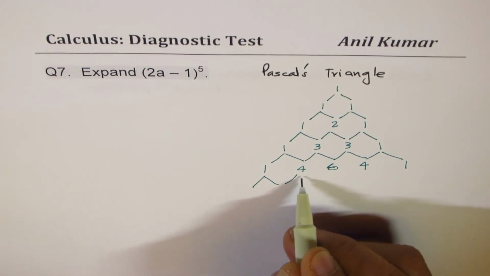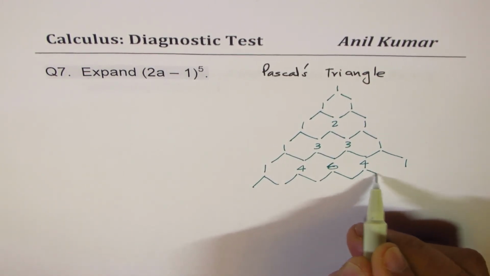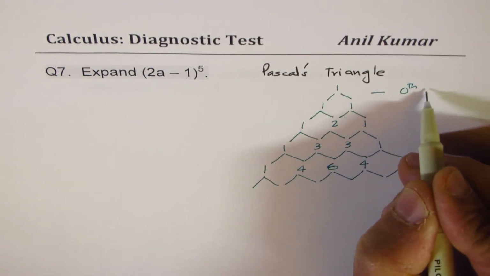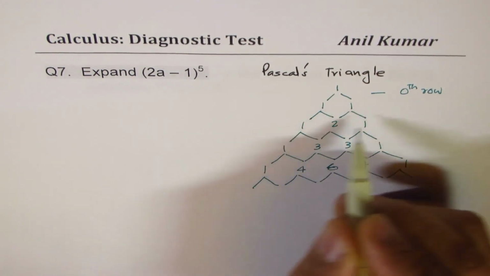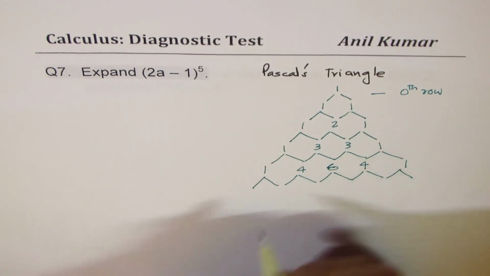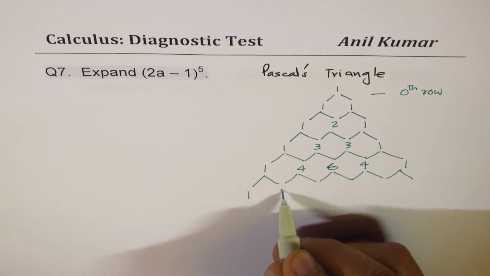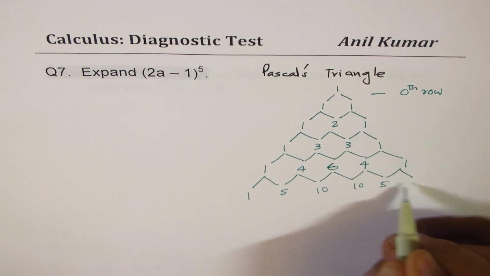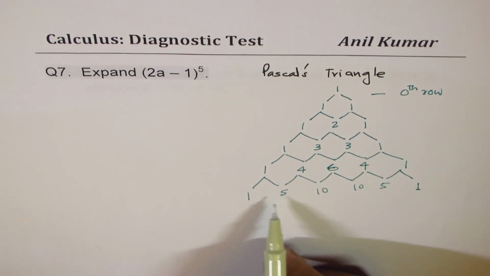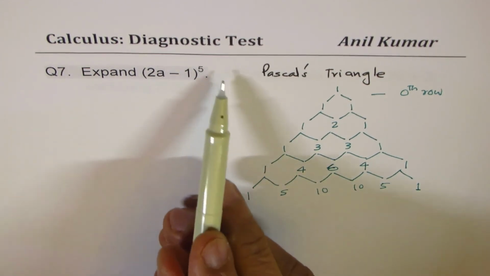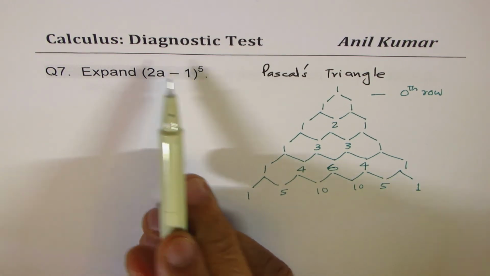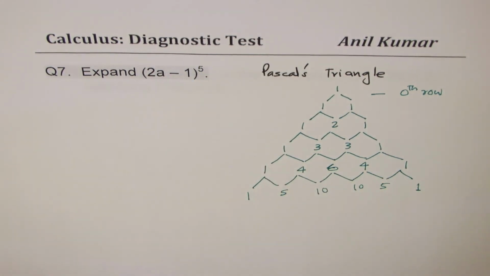Then again we move on. Since we are interested in the power of 5, we have to do 5 rows. This is the 0th row. Is it okay? Then we have 1st, 2nd, 3rd, 4th, and now we are on the 5th row. So we get 4 plus 1 is 5, 4 plus 6 is 10, 10, 4 plus 1 is 5, and 1. So these are the coefficients when you expand this. And remember, whenever you expand a binomial expression, when you add their powers it will always be the same, 5, correct?